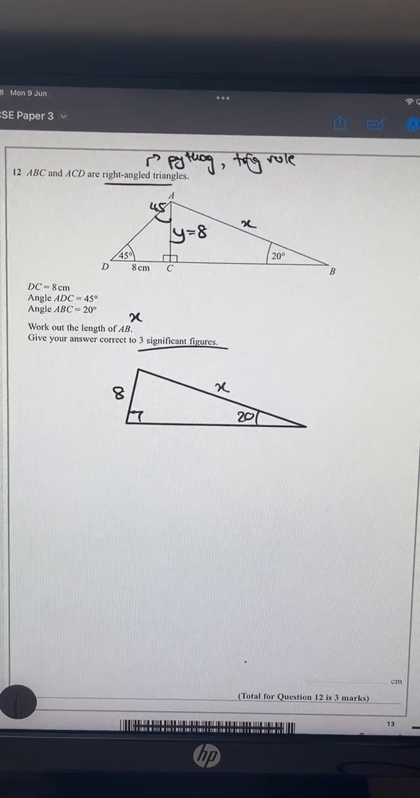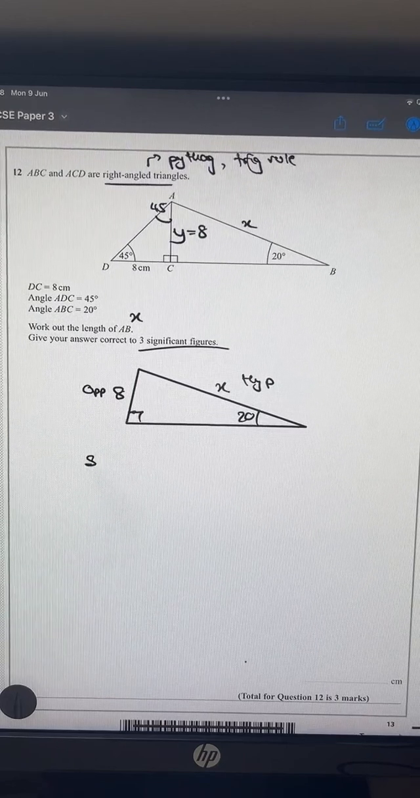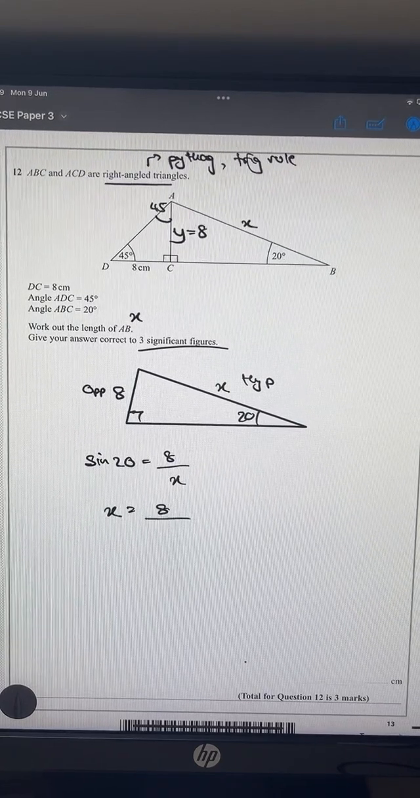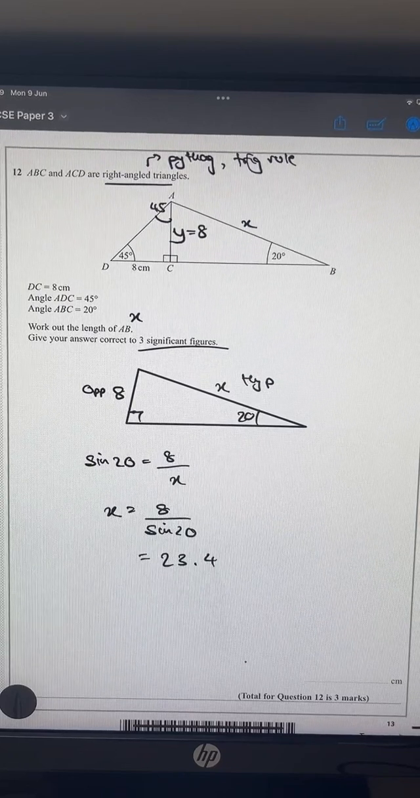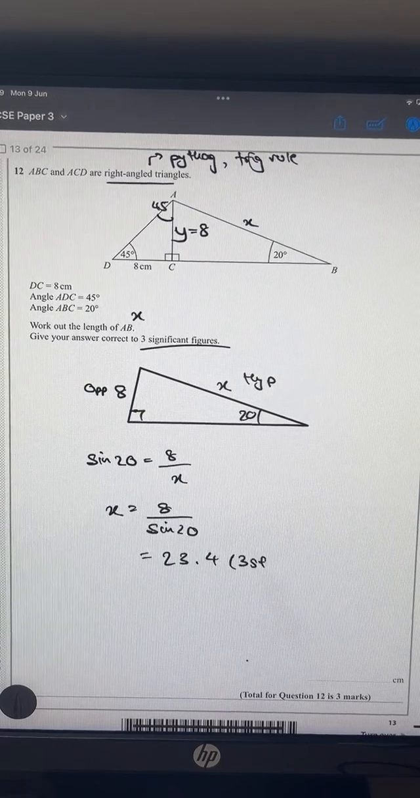And I want this. This is a simple trig question, right? So I'm looking at this. I have opposite and I have hypotenuse. So that means I'm going to use sine, right? Sine, and remember I put the angle in, which is 20. That's equal to opposite, which is 8 over x. I've just labeled this x. If I rearrange, x is equal to 8 over sine 20, and if I put that in my calculator, that's 23.4 and so on, but this one's to 3 sig figs, right? So I've rounded it there.